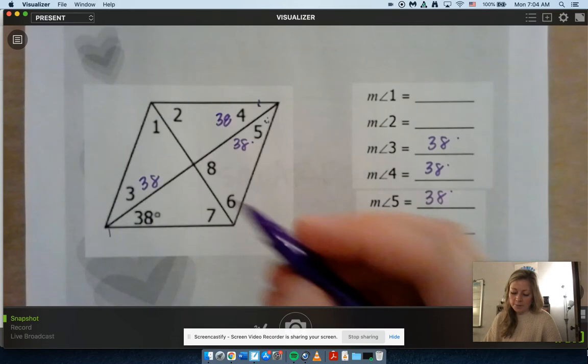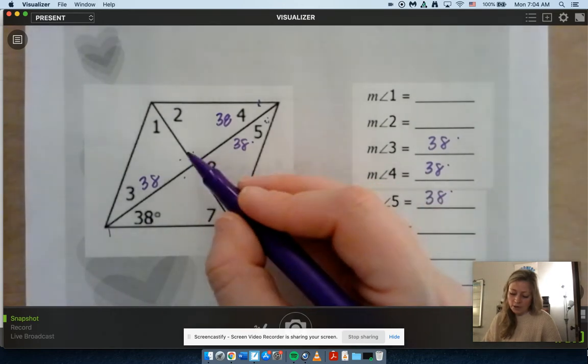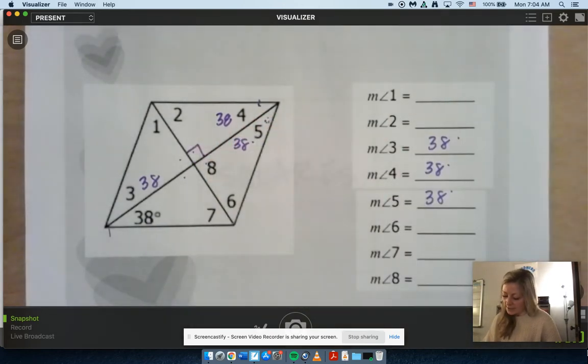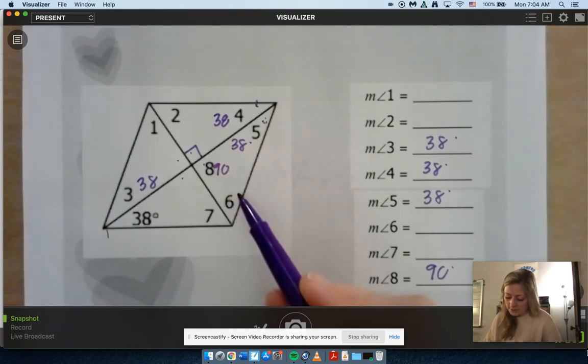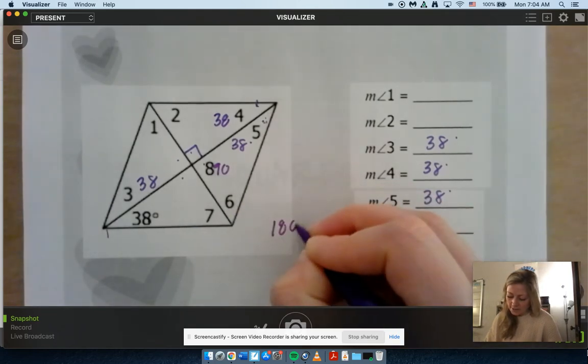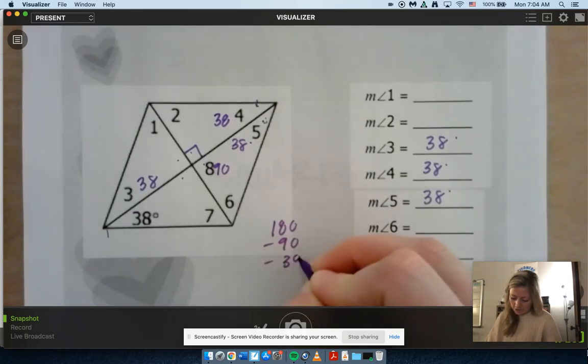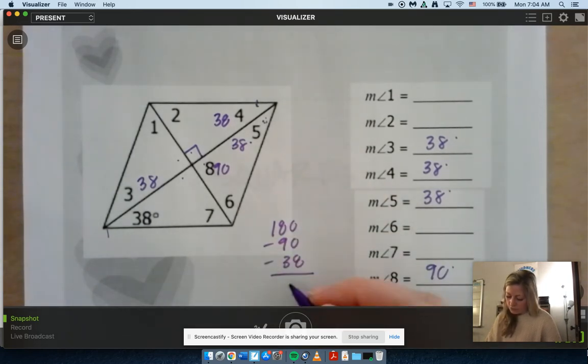We also know in a rhombus that our diagonals are perpendicular, so all 4 of those angles in the middle are 90, which makes solving for these missing 4 quite simple. If I wanted to find 6, we just simply take 180 minus 90 minus 38, and we should get 52.